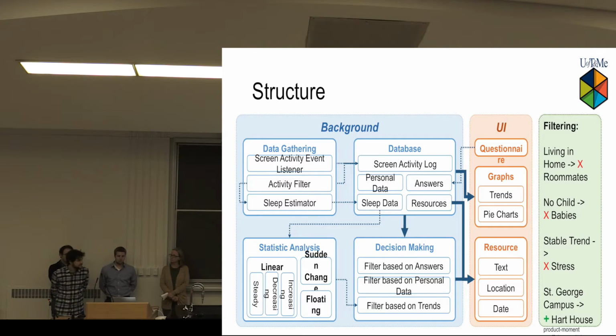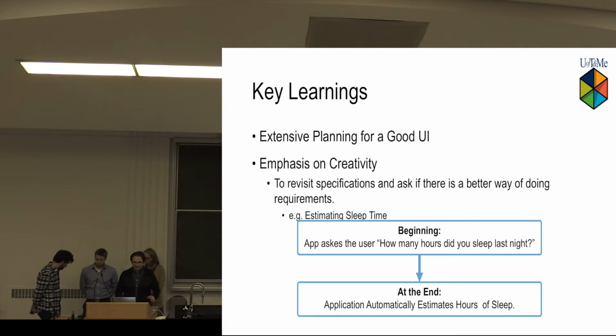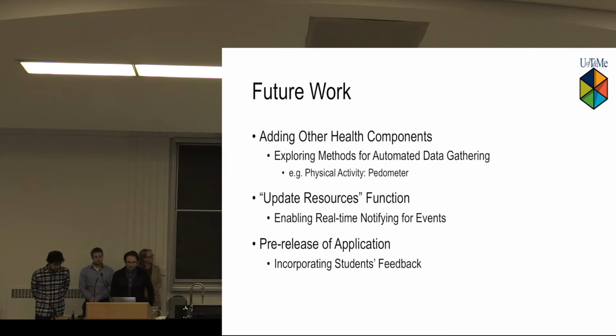The key learnings for us in this project were, first of all, that we used extensive planning for a good UI. Secondly, we learned to emphasize creativity. We always revisit specifications and ask if there's a better way of doing something. For example, in the beginning of the project, we estimated sleep time based on a direct question: how many hours did you sleep last night? But at the end of the project, our application automatically estimates hours of sleep for the user, and after that, based on that, provides resources and suggestions.